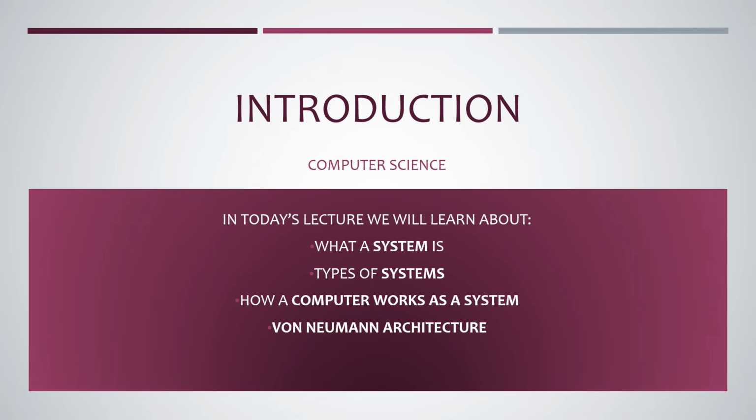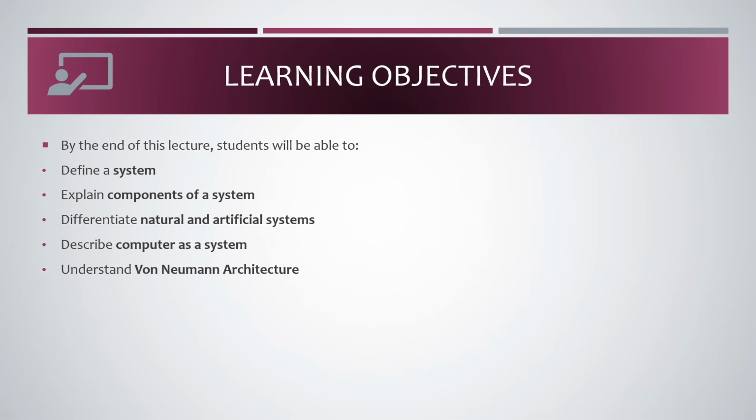Now let's see what we are going to learn in this lecture. We are going to know what a system is, what types of systems we have, how a computer works as a system, and we will get to know about the von Neumann architecture. By the end of this lecture, I hope that you will be able to define a system, explain the components of a system, differentiate between natural systems and artificial systems, and describe why and how a computer works as a system. Moreover, you will understand the von Neumann architecture.